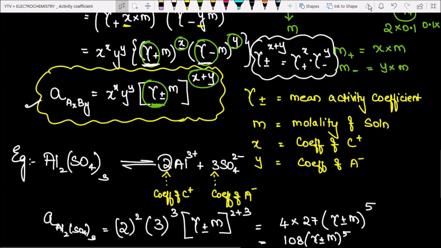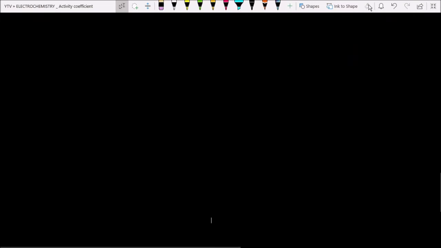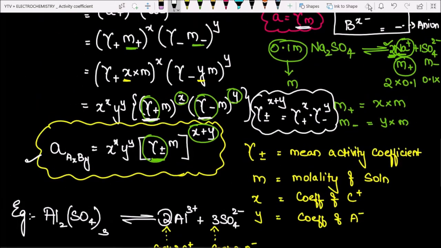Now we have another concept that is called the Debye-Huckel limiting law. How do we find it? We are able to find the activity. We derived the value of activity.